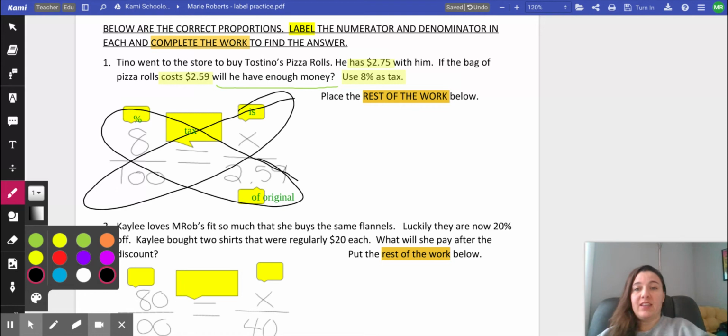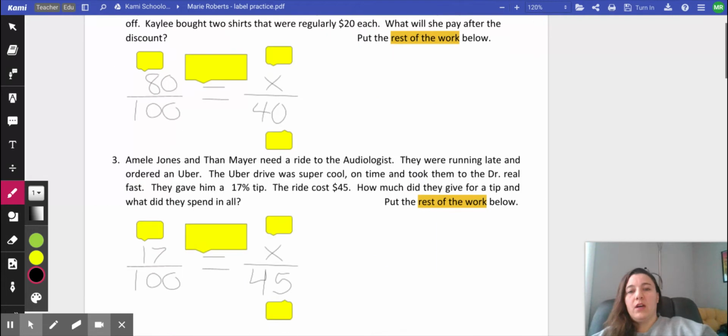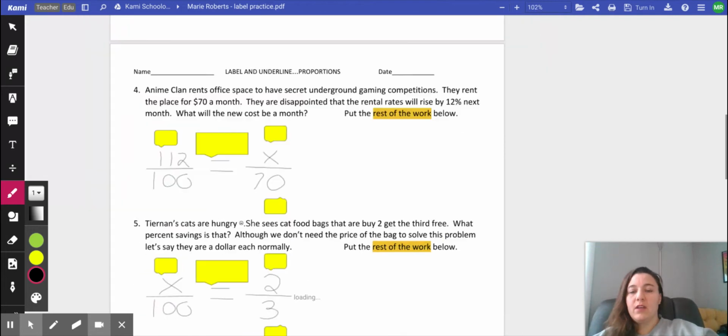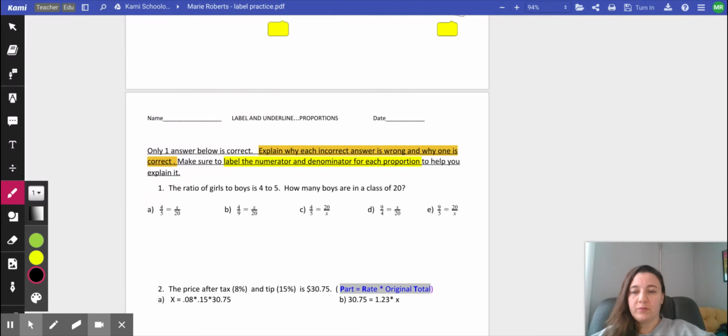The X is the tax. I didn't ask you, what is the tax? I asked you, will he have enough money? So you got to do what you got to do to get the rest done. All right. You're going to do the rest of these just like that. And then I have some even harder ones towards the end of the assignment, which is normally how things go.